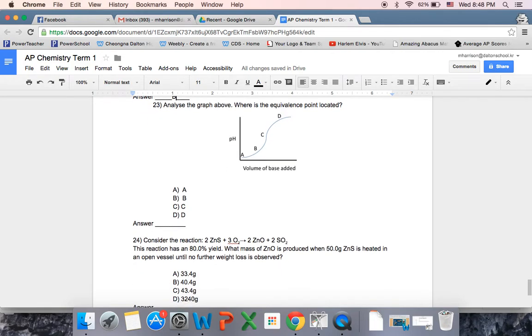Next up, analyze the graph above. The equivalence point, so looking at a titration, we know that point A is very acidic. Point B, we've clearly added some base. At point C, we're passing through the point where it's turning from acid to base. And at point D is then very basic. So the correct answer here is C.